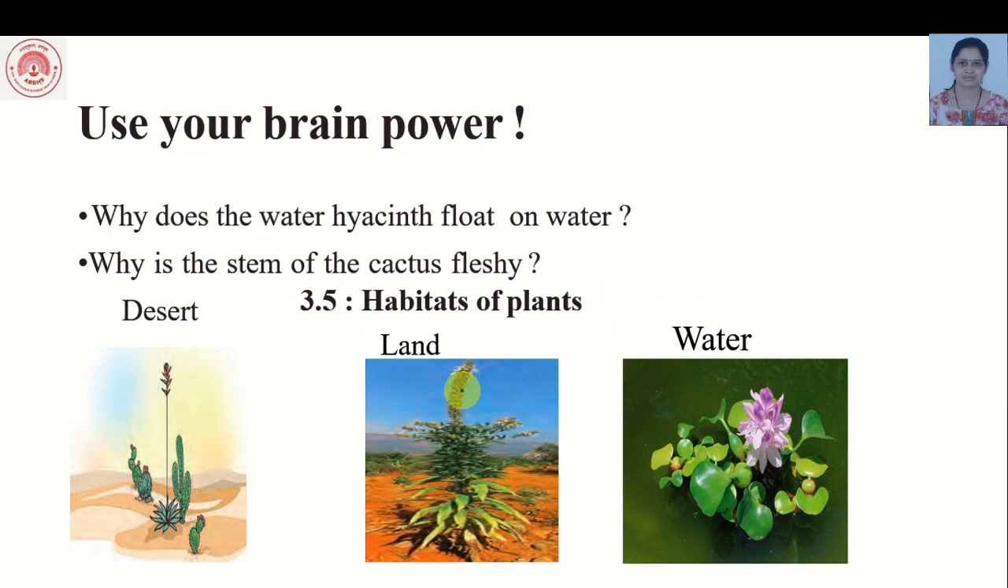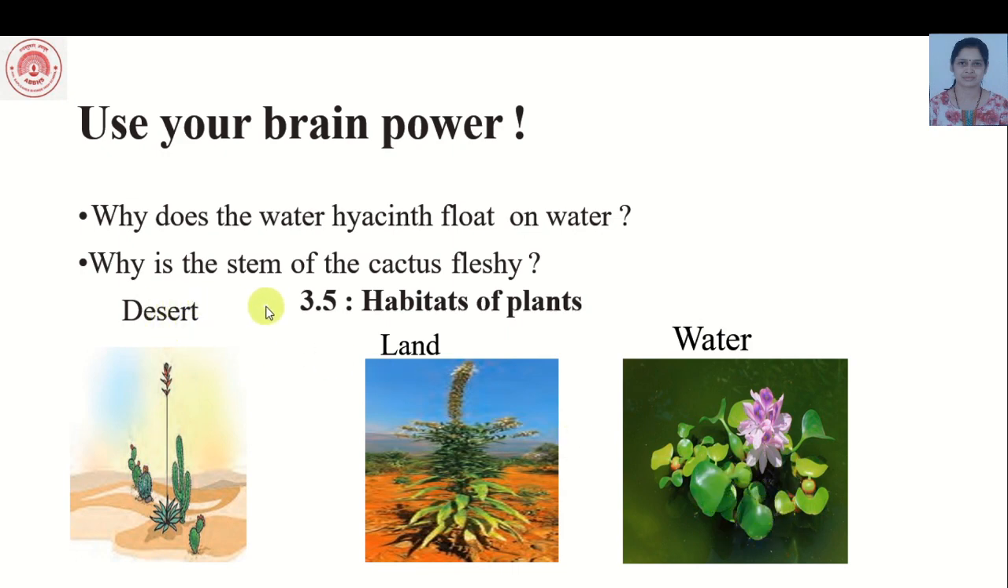Use your brain power and give me the answer of these questions. Why does the water hyacinth float on water? Water hyacinth leaf has air-filled cavities which help the plant to float on water. These are water hyacinth. These type of plants float on the water.